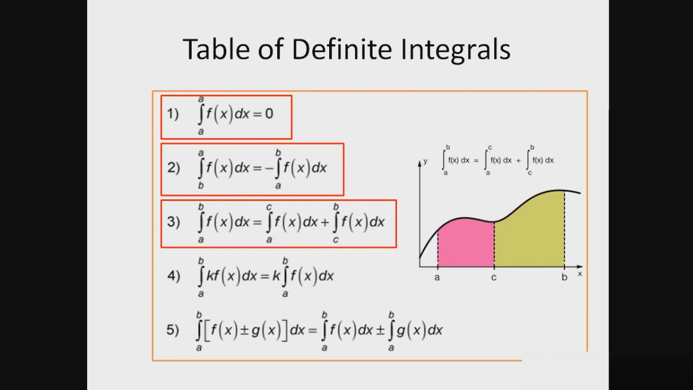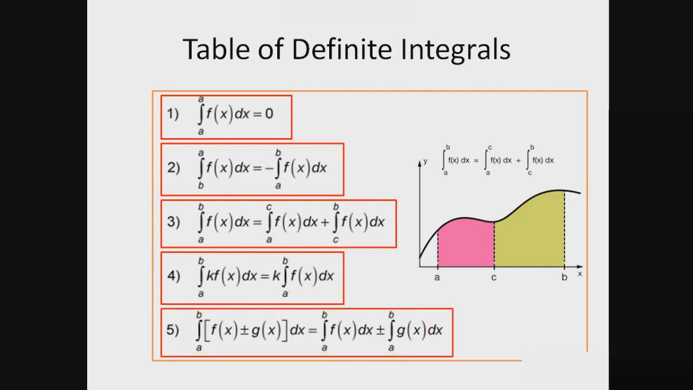The fourth property is that any constant number can be put outside, which is pretty similar to the previous indefinite integral properties. The fifth property is also the same as for the indefinite integral: we can separate the addition and subtraction process. So now let's move on to another example.